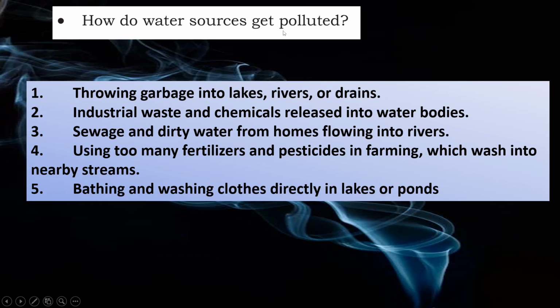How do water sources get polluted? 1. Throwing garbage into lakes, rivers, and drains. 2. Industrial waste and chemicals released into water bodies. 3. Sewage and dirty water from homes flowing into rivers. 4. Using too many fertilizers and pesticides in farming, which wash into nearby streams. 5. Bathing and washing clothes directly in lakes or ponds.